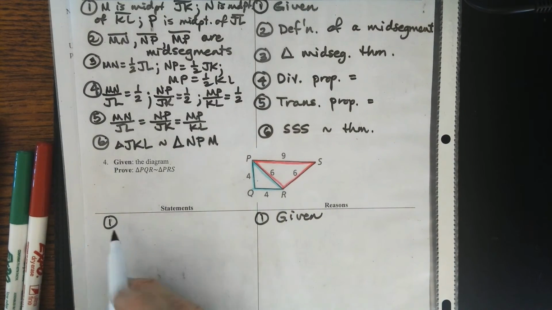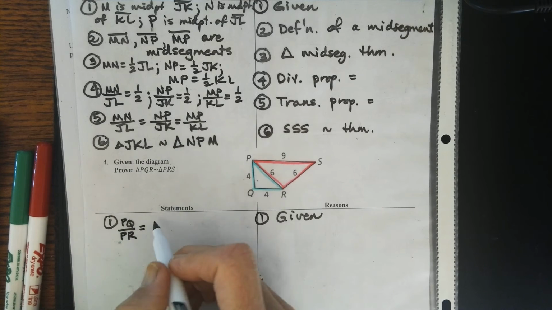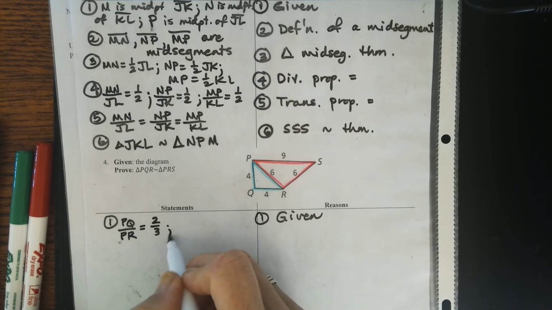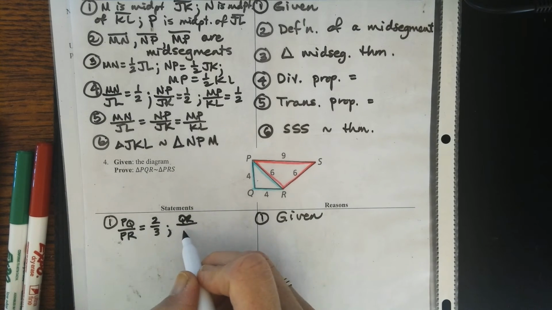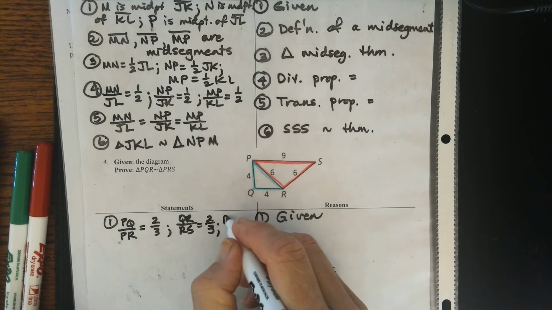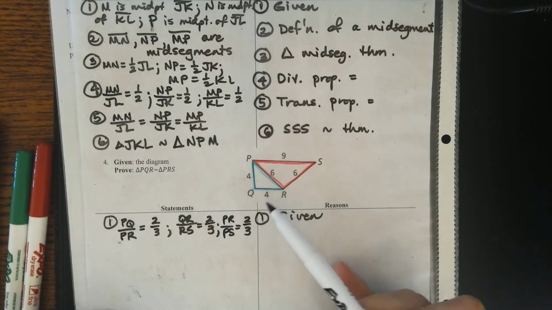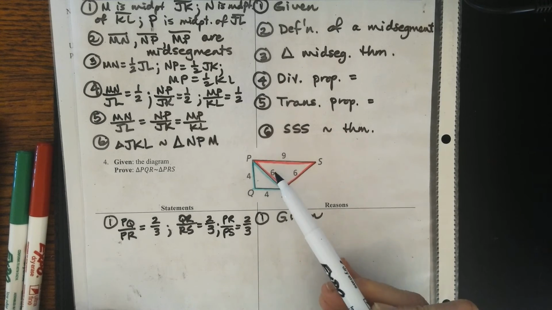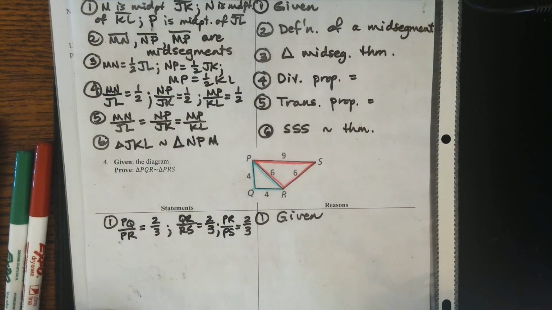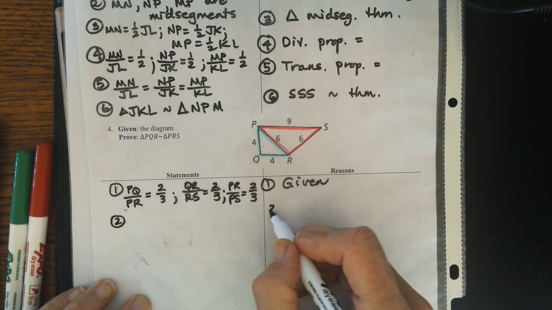Because of the diagram, I'm going to write this out. I'm going to say that PQ over PR is equal to 2/3. I'm going to say that QR over RS is equal to 2/3. And I'm going to say that PR over PS is equal to 2/3. Because every one of these is equal to 4/6, 4/6, and then 6/9. And I just reduced them all in one step. It's not cheating, it's taking a shortcut.